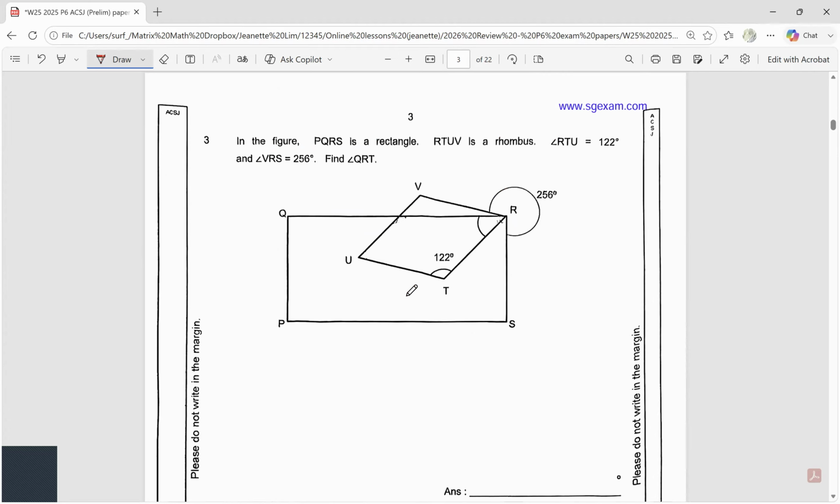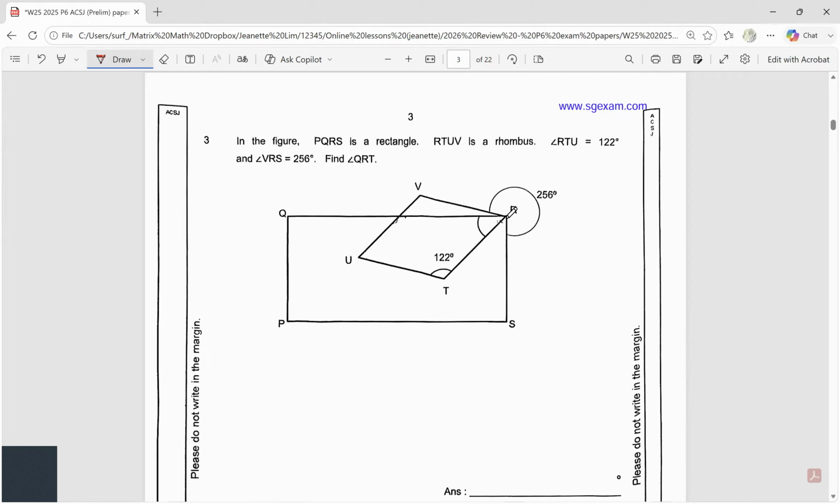Question 3, in the figure, PQRS is a rectangle, and then you have a rhombus here. This is 122 degrees. 256 is this reflex angle here, and we need to find angle QRT. So QRT is over here.